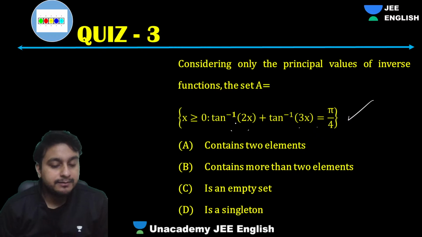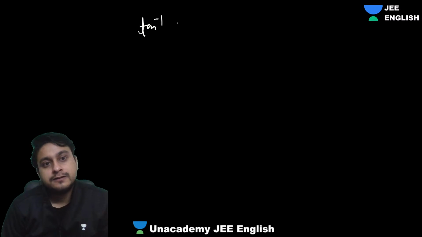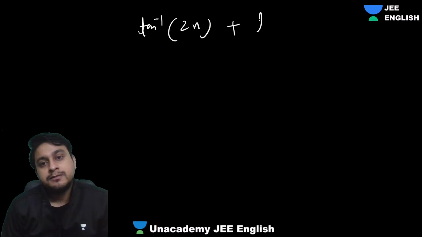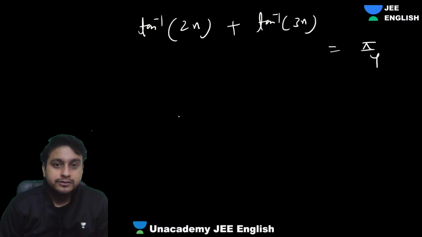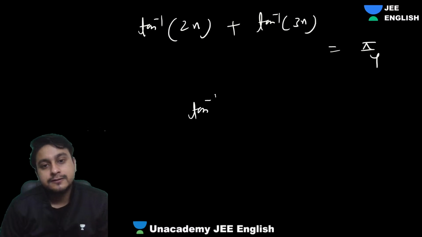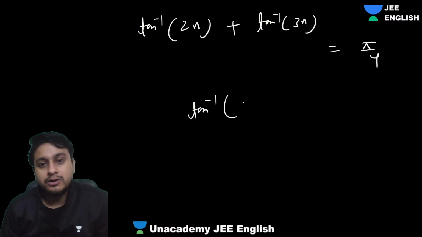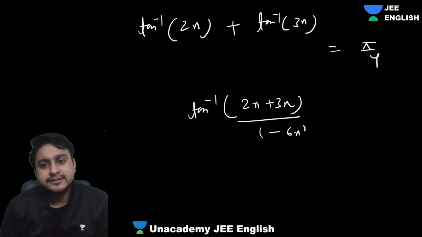Okay, so how many elements are there? Simple, guys. Tan inverse A plus tan inverse B formula, right? What is that? Tan inverse 2x plus tan inverse 3x equals pi by 4. So what is that going to give you? This will be tan inverse of x plus y upon 1 minus xy, that will be 2x plus 3x upon 1 minus 6x square equal to pi by 4.